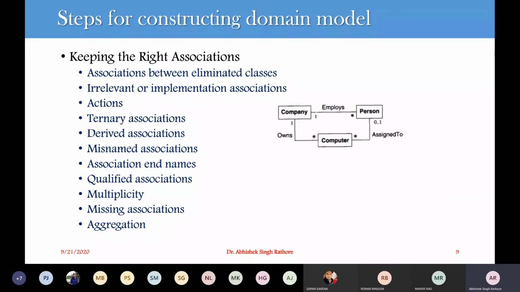Again, another criterion is the missing association. So we can add any missing associations that are to be discovered. For an example, let's say we are considering our ATM example.